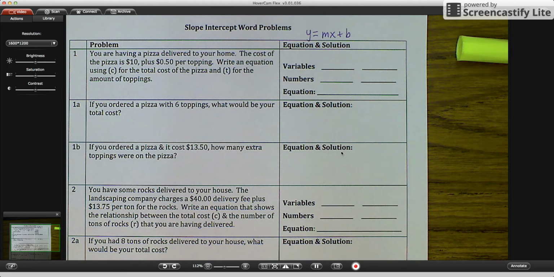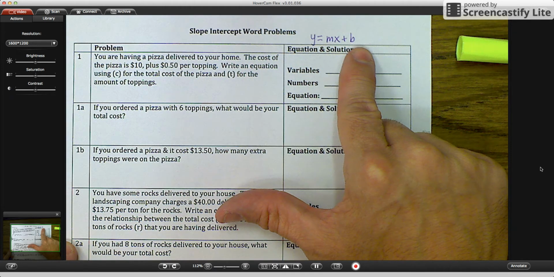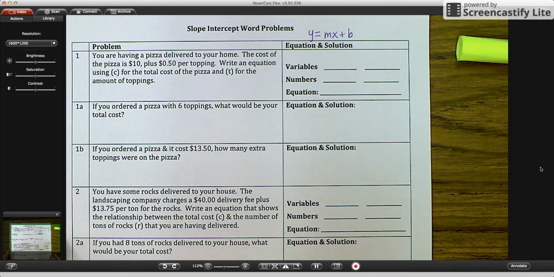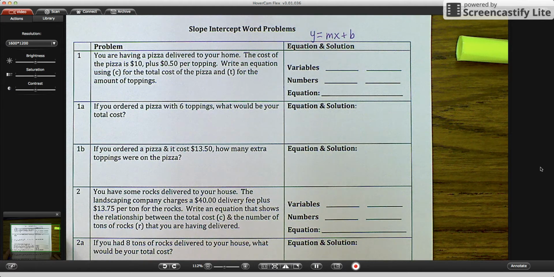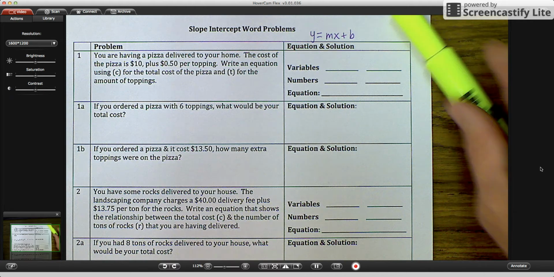Okay, so today's lesson is on slope-intercept word problems, and we're going to be using the slope-intercept equation. As you can see, I put the slope-intercept equation up here, the formula, because that's what all of our equations are going to look like, and that's what's going to allow us to solve them. I have some different colored pens, and a highlighter that we're going to use.